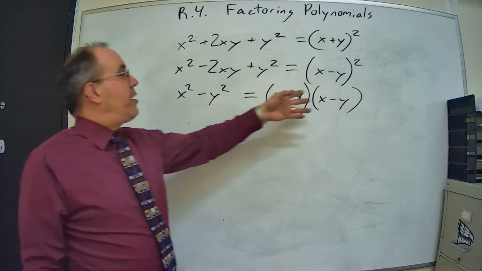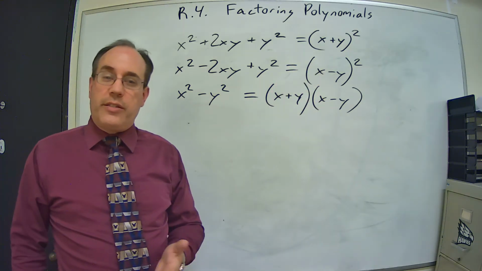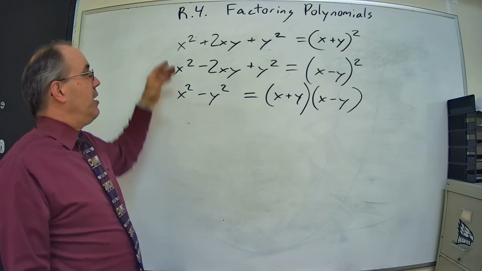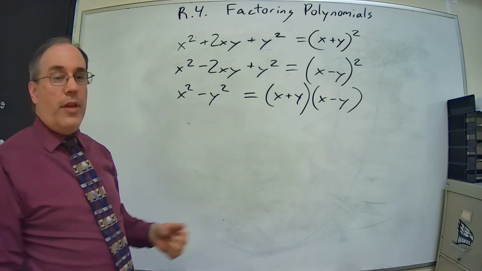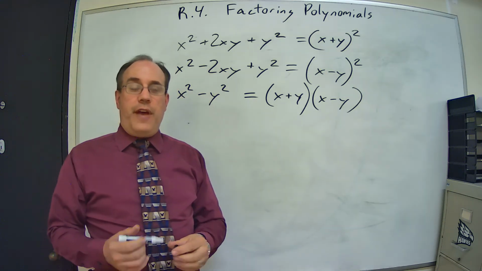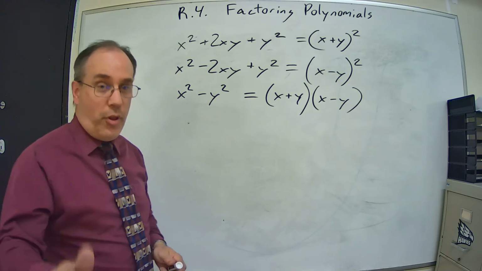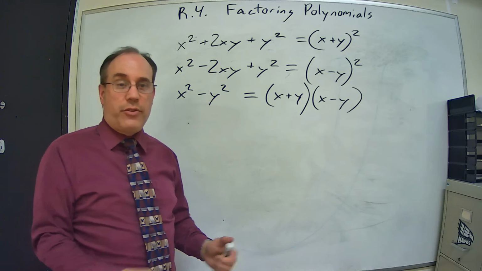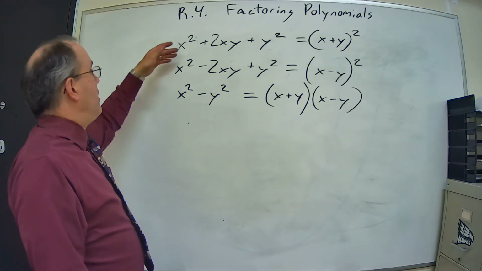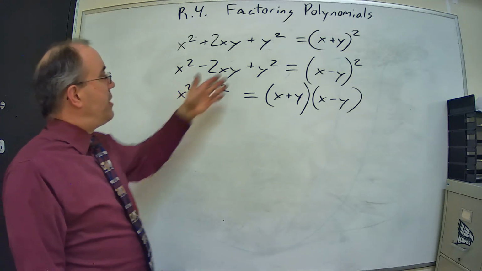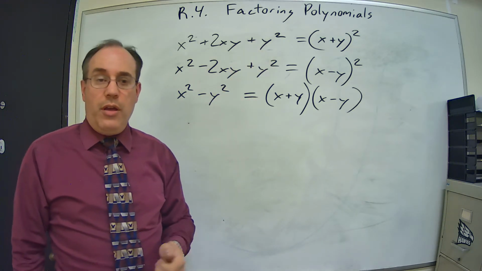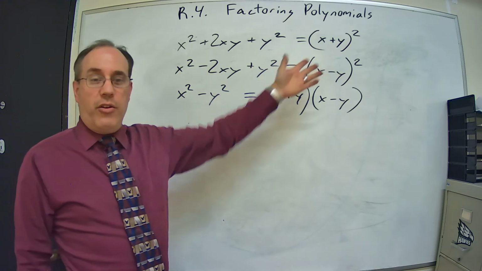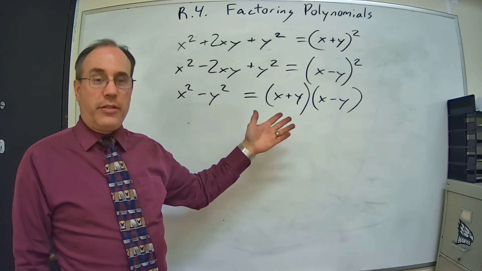So why do we care about these? Well, these special products allow us to factor anything that's in this form. And whenever you're factoring, of course, first of all, you pull out the greatest common factor. No matter what else is happening, pull out the greatest common factor. Then, if you see that the first term and the last term are perfect squares, you're probably looking at one of these three special products.